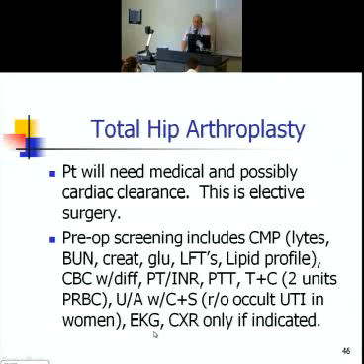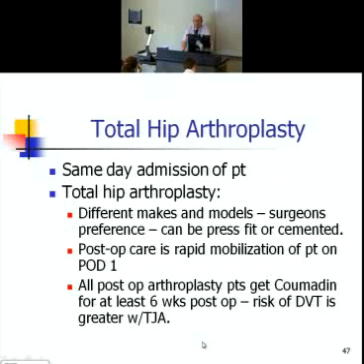Cardiogram, of course, goes without saying. Chest x-rays, which we used to order routinely, now we only order if indicated. So if a patient has known pulmonary disease, I'll get a chest x-ray. Other than that, I don't bother.